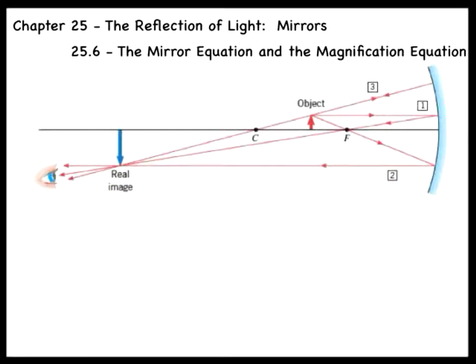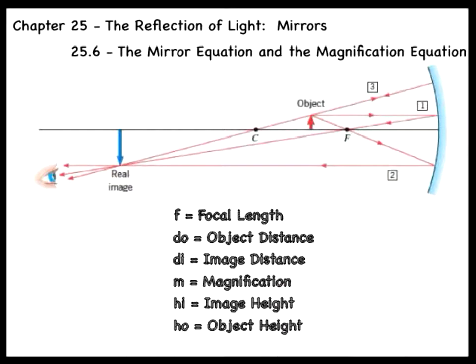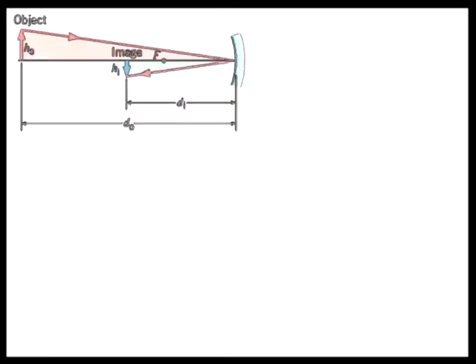mirror equation and the magnification equation, which provide the relationship among the following quantities: the focal length, the object distance, the image distance, and the magnification of the mirror, which is the height of the image divided by the height of the object. Consider the image of an object formed by a concave spherical mirror as shown in the figure.